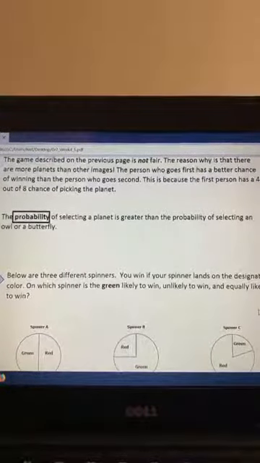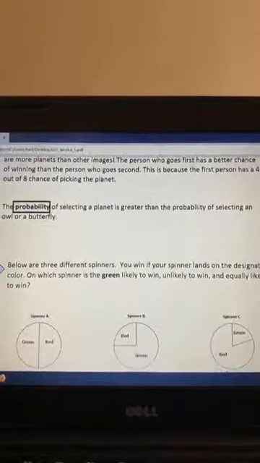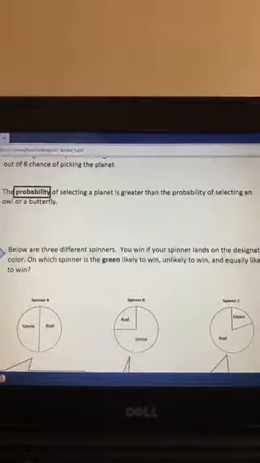It says below are three different spinners. You win if your spinner lands on a designated color. On which spinner is the green likely to win, unlikely to win, and equally likely to win?